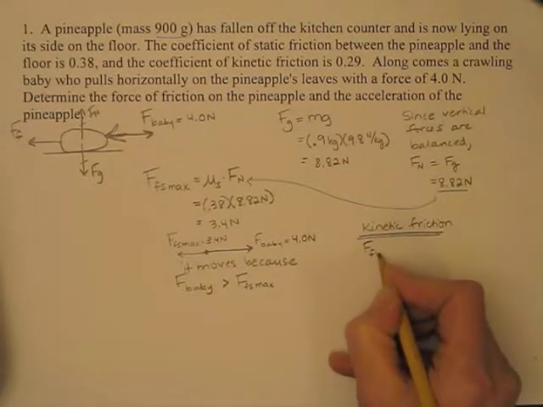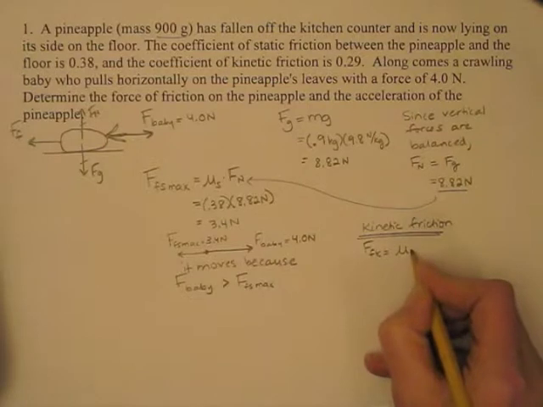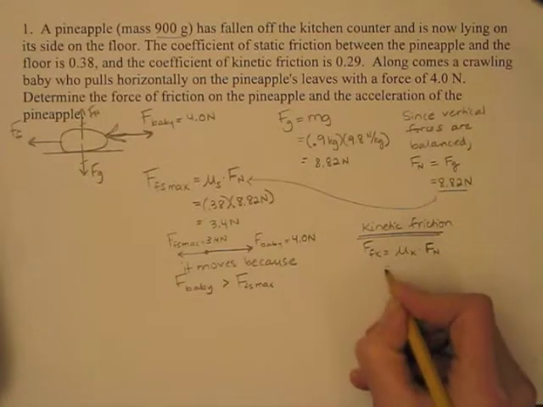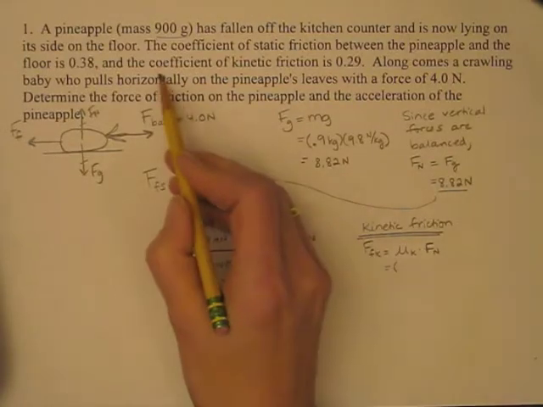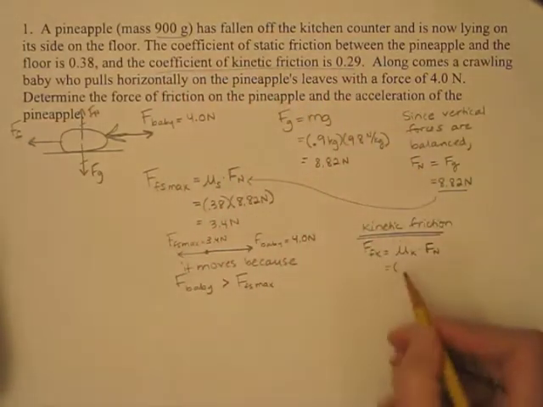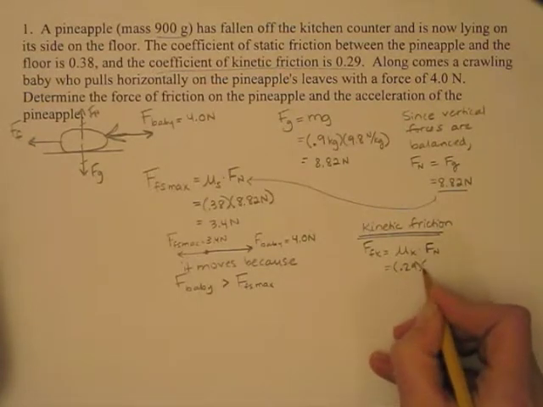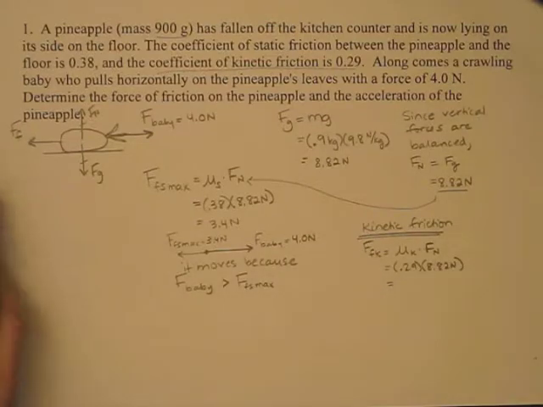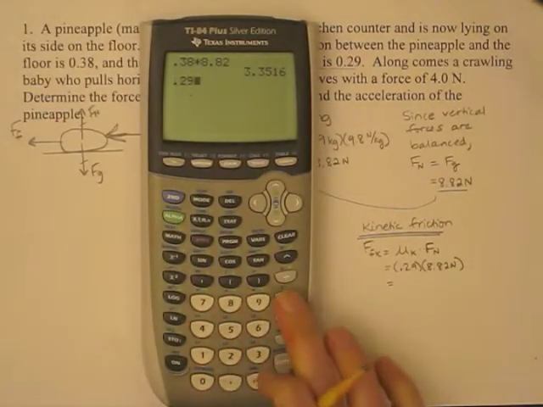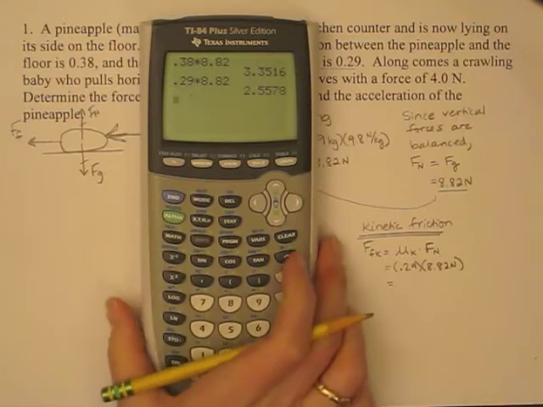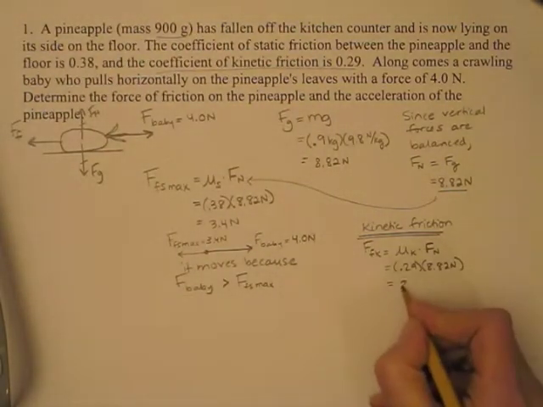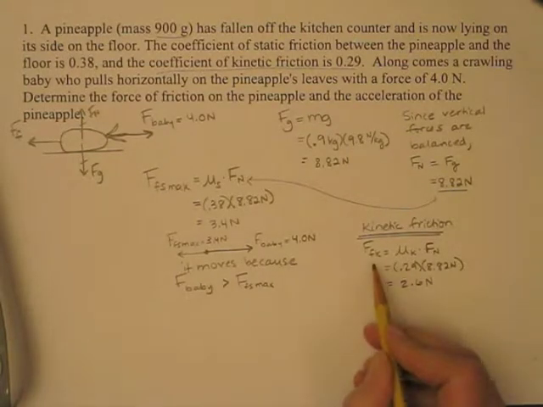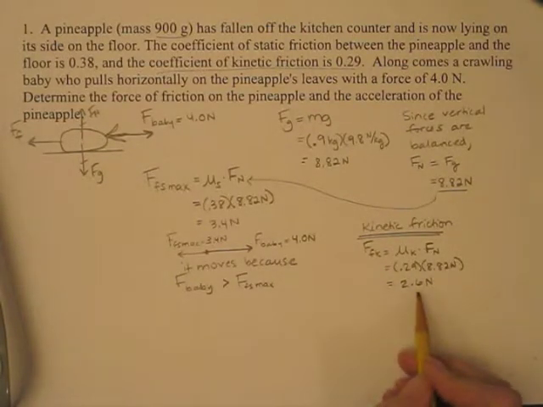So the force of kinetic friction equals the coefficient of kinetic friction times the normal force. The coefficient of kinetic friction was 0.29. The normal force was 8.82 newtons. So let's calculate that. 0.29 times 8.82 is 2.6. So the force of kinetic friction on the pineapple is 2.6 newtons.